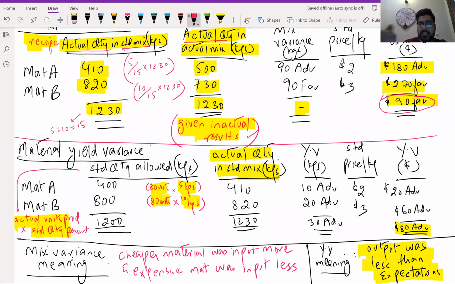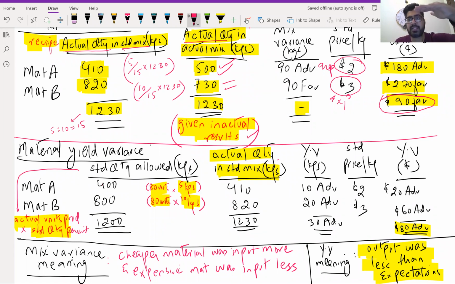Okay, if mixed variance is favorable, mixed variance means you have input different from the recipe. So mixed variance favorable means the cheaper material, out of A and B, two materials, which is the cheaper one, A, that's input more than recipe. In place of 410, I input 500 more, cheaper more, and expensive. What is the expensive one? B. That's input less. In place of 820, you input 730.